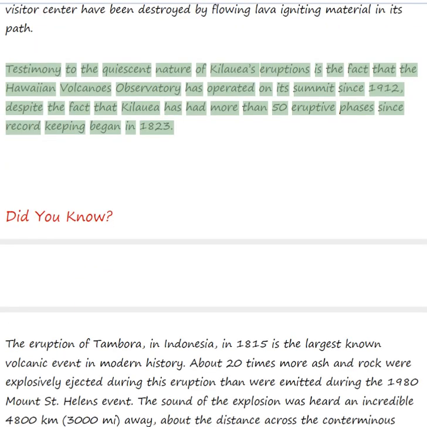Testimony to the quiescent nature of Kilauea's eruptions is the fact that the Hawaiian Volcanoes Observatory has operated on its summit since 1912, despite the fact that Kilauea has had more than 50 eruptive phases since record-keeping began in 1823.